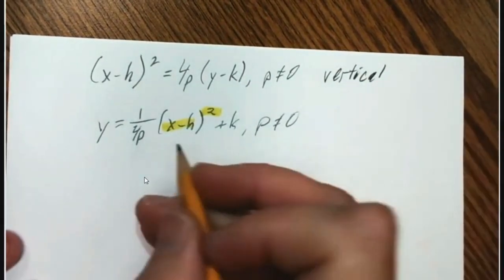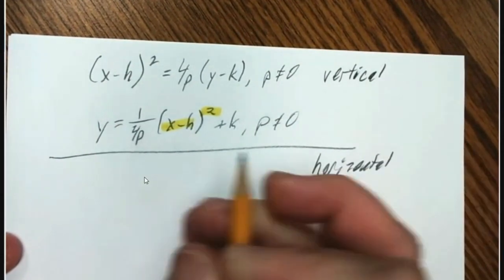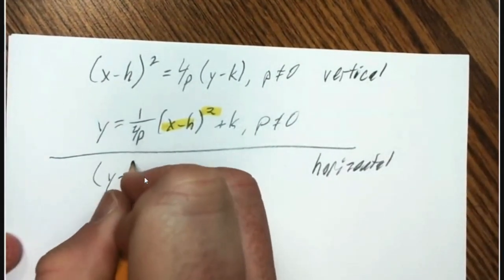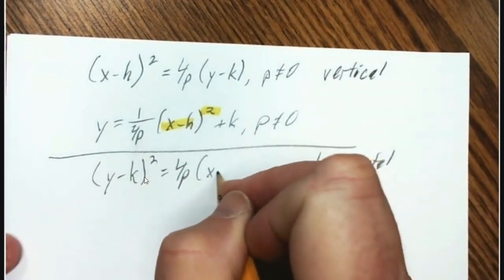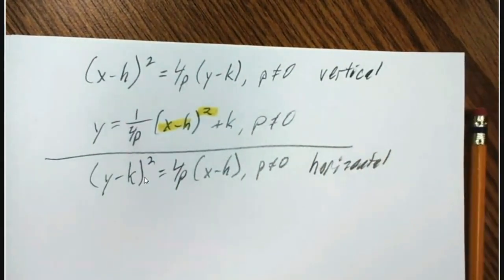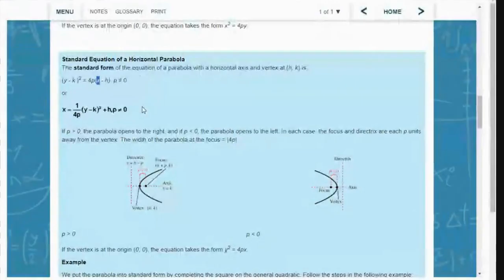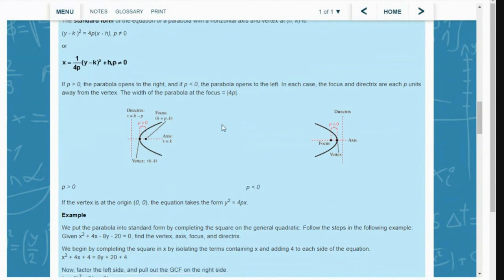Vertical. So for horizontal, we can put that in our notes. That's y minus k squared equals 4p times x minus h. And again, p cannot equal 0. You just swap places with those two. But yeah, the y is squared in a horizontal parabola. And there's the same equation underneath it if you have x equals instead of y equals, x equals form. So it's good to have those in your notes.